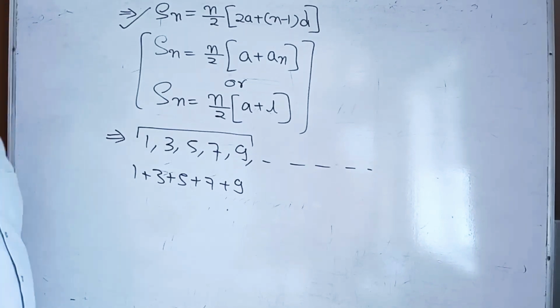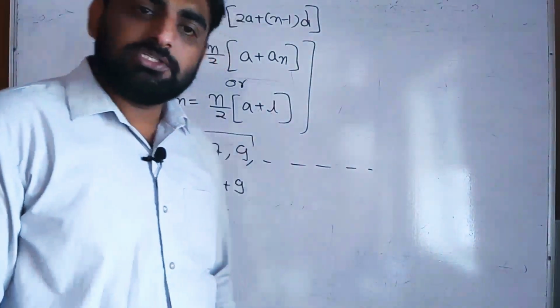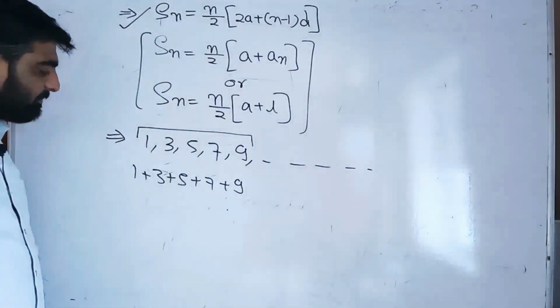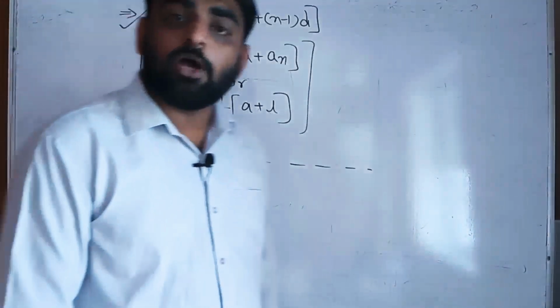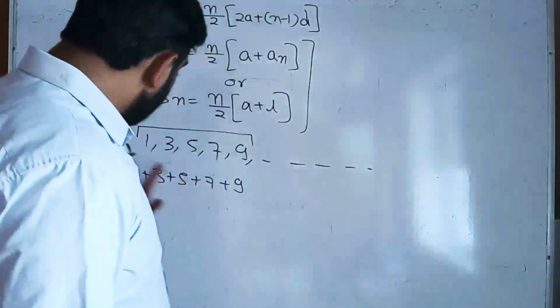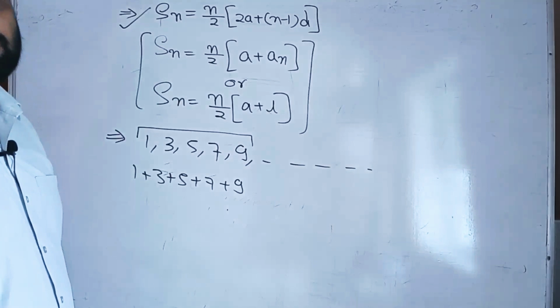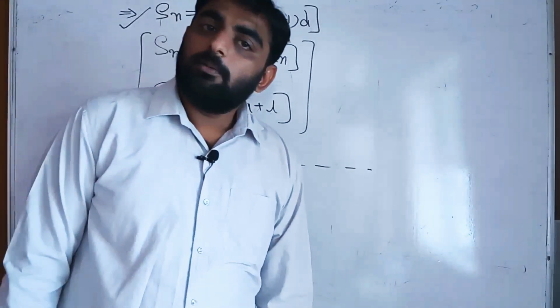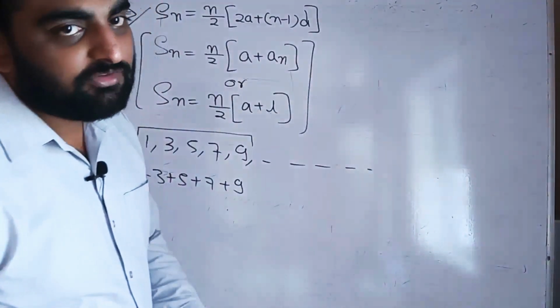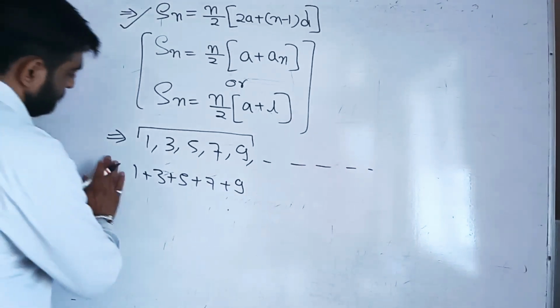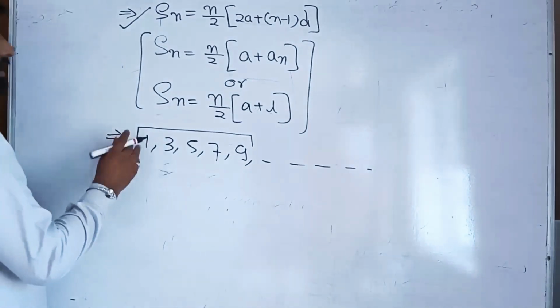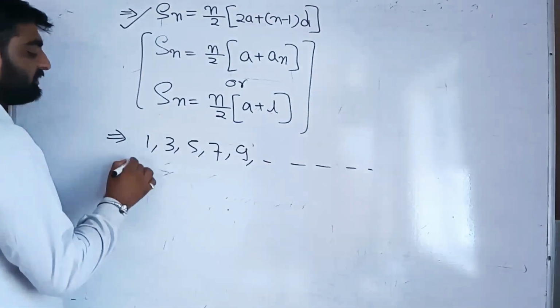This is an easy method. But if the question says that in this AP you have to find the sum of 1000 terms, then you would have to add 1000 terms. But by applying the formula you can easily find the sum of the 1000 terms. So how do we find the sum of the 1000 terms of an AP?